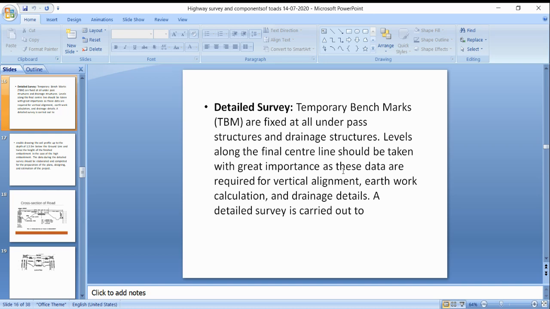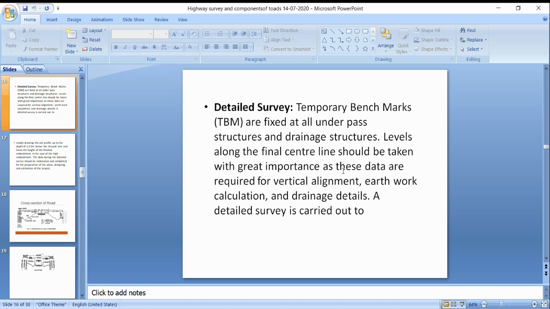So we have proposed two or three routes. We have to go and see in the field how they will be. By using the instruments there, we have to do the survey. The survey instruments mostly used are Abney levels, and we have to use a compass and the barometers.